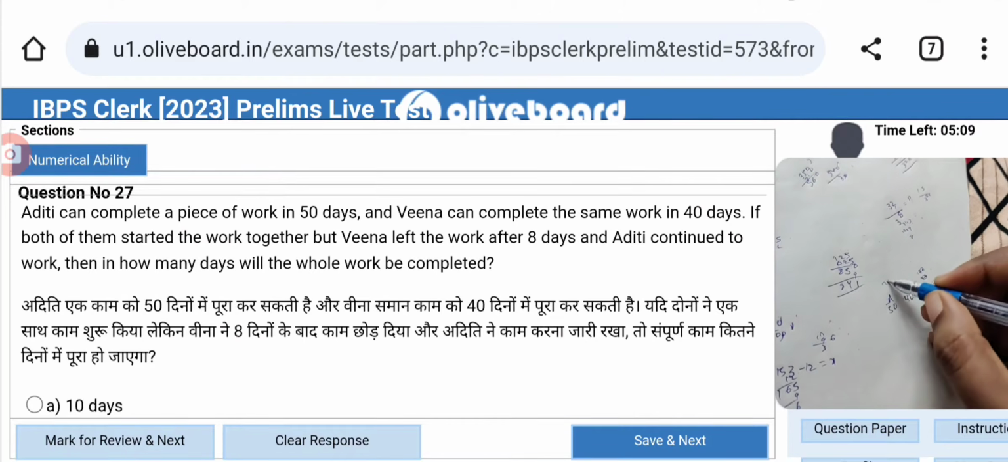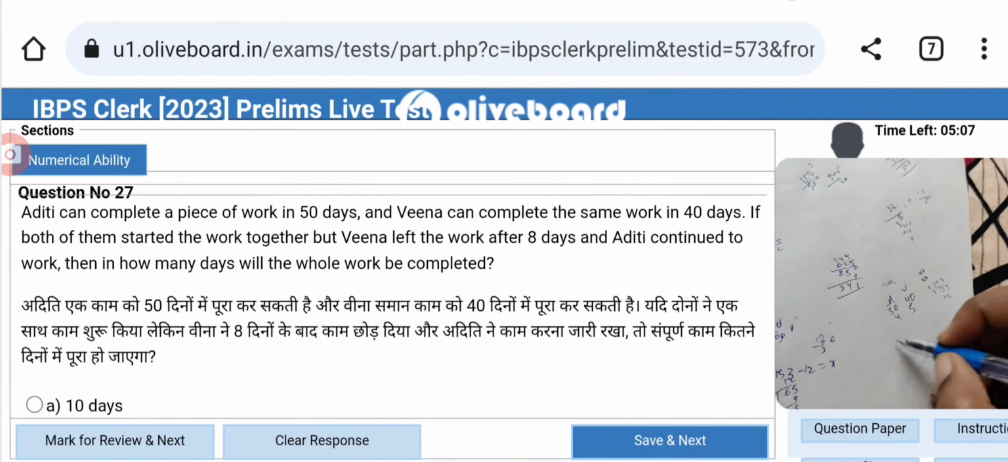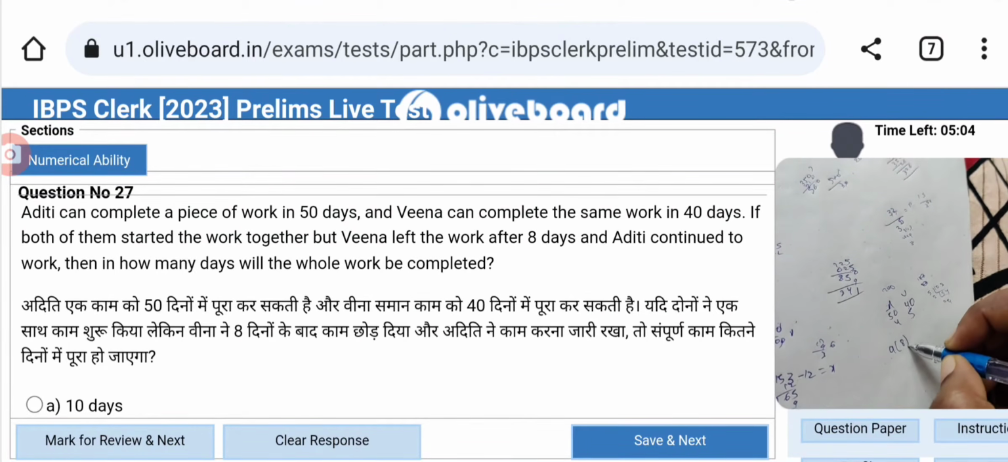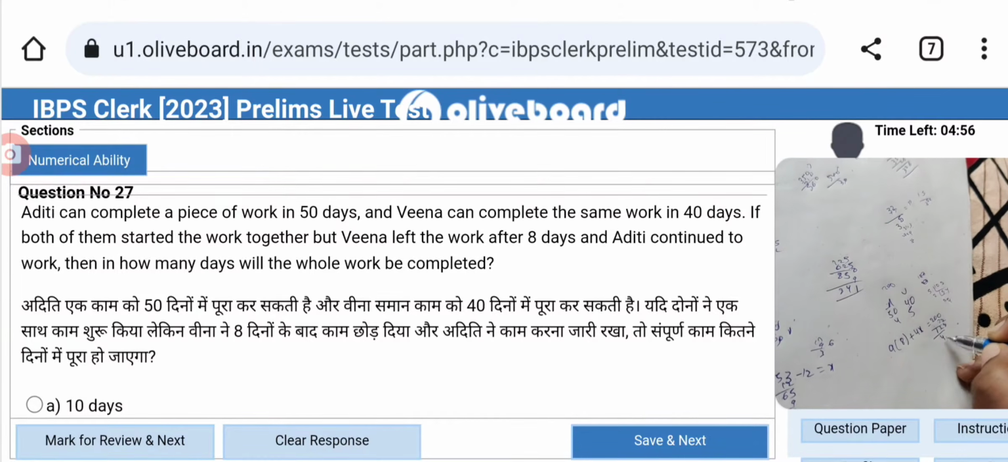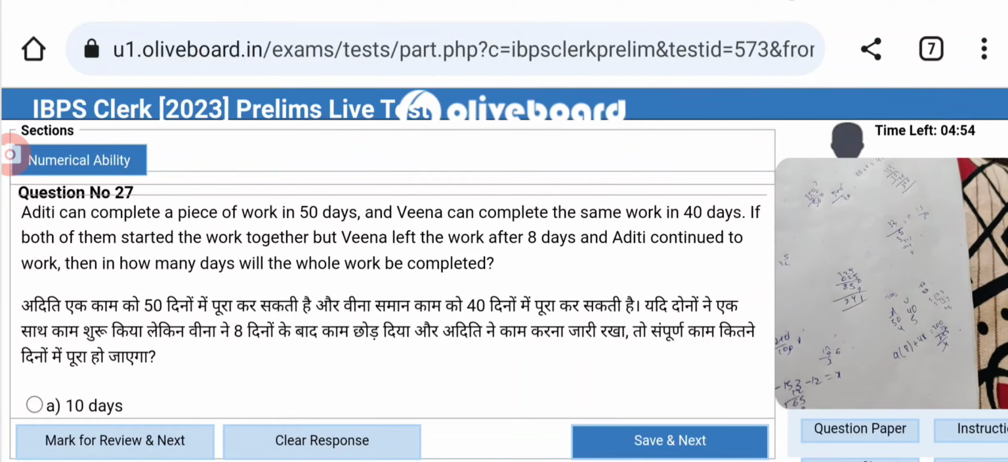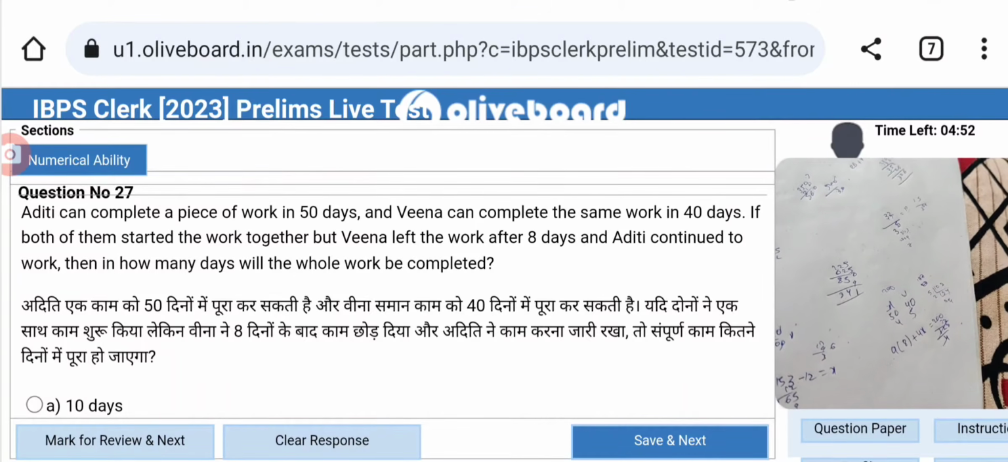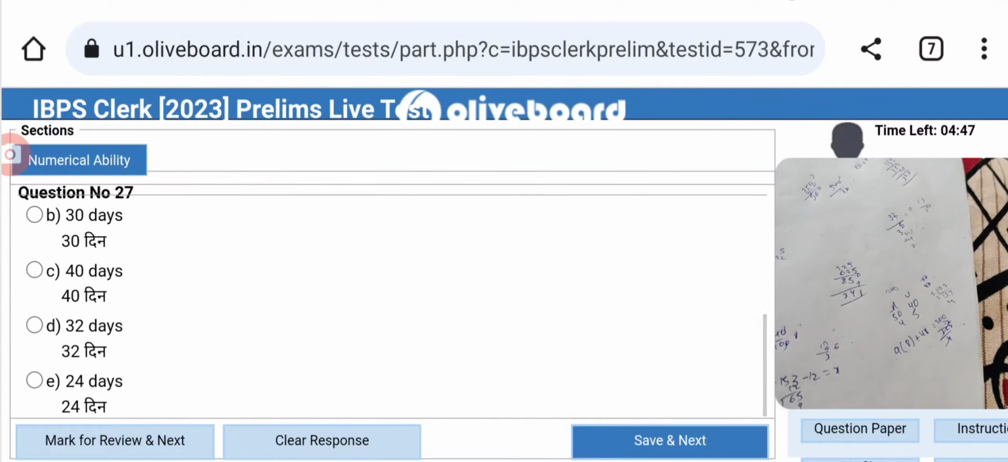40, 200, 4, 5. Both of them 9 is work. 8 days Veena left and 4x is 200. 128 by 4, 32. 32 plus 8, 40 days.